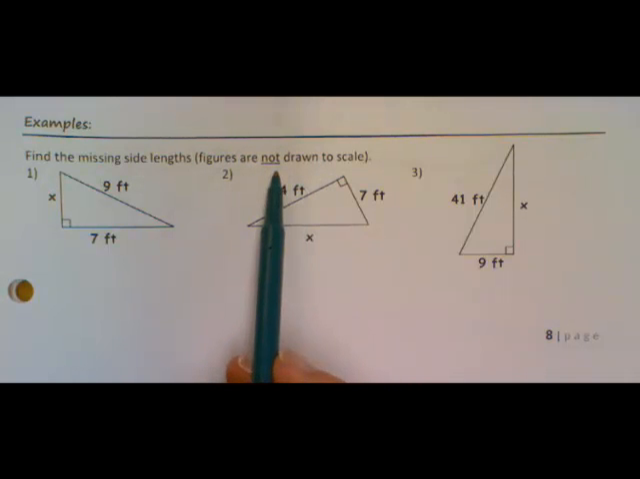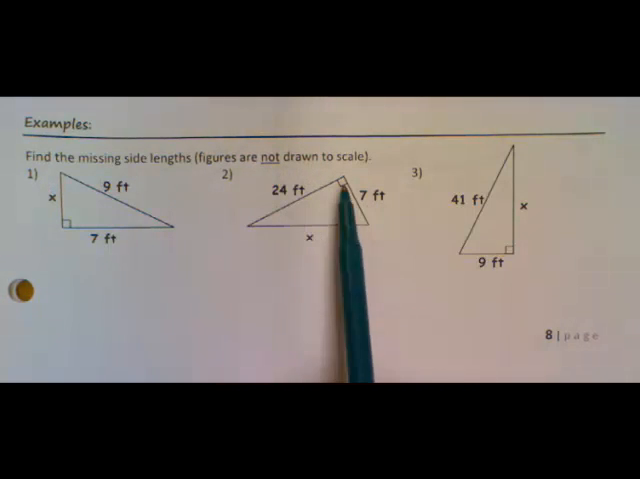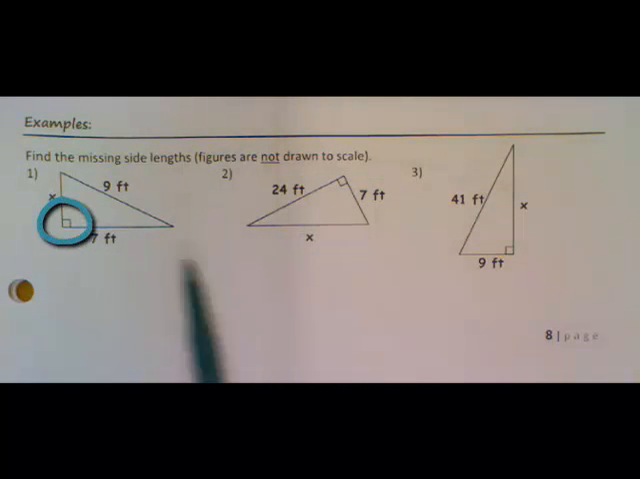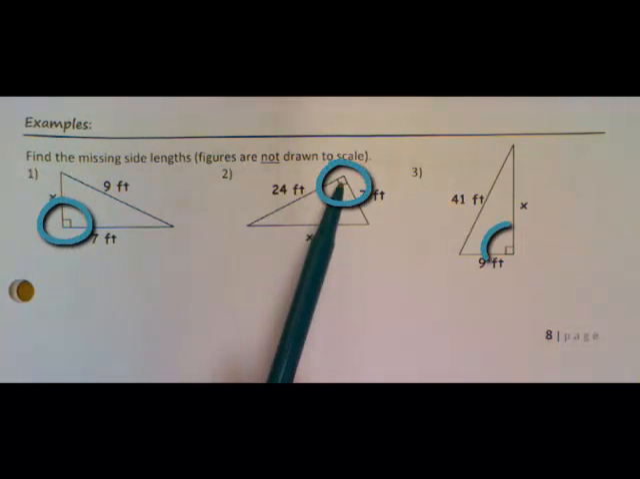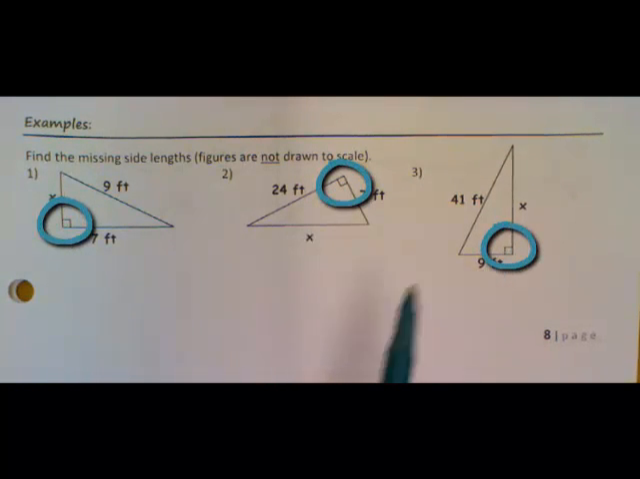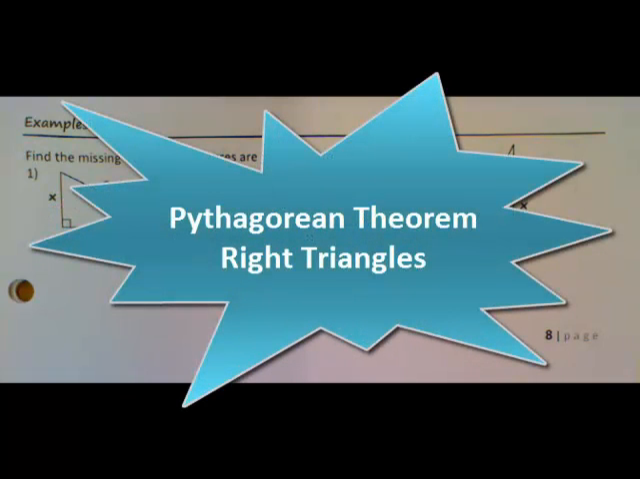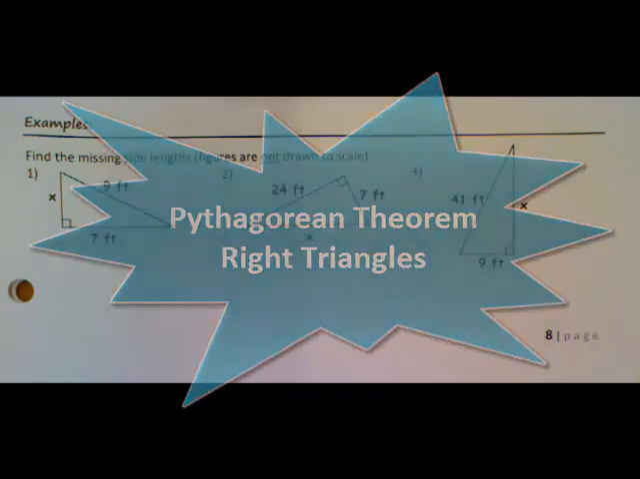Okay, so now on your notes, you've got these three triangles, and notice that it says the figures are not drawn to scale, so don't rely on that. I didn't measure 7 and 24 and stuff like that. However, what we do know is we see the little square mark in one of the angles. That tells us that these are all right triangles. So because they're right triangles, we can use the Pythagorean Theorem to find the missing side lengths.